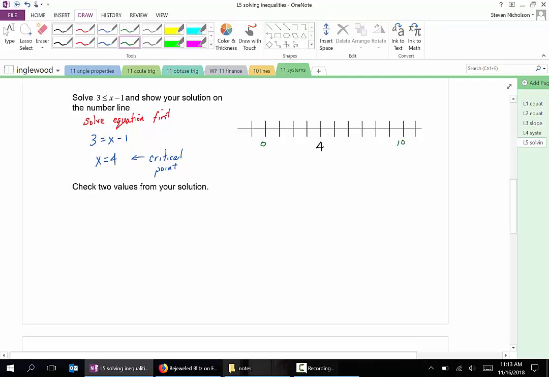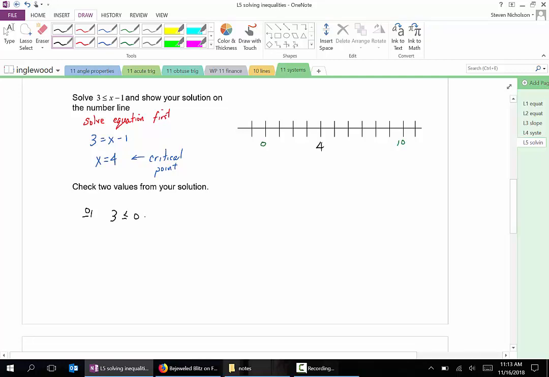So again, what's going to happen is the truth is going to be on the right-hand side of 4 or the left-hand side of 4. And if we check this value, it can only be on one side. The truth is only on one side of 4. So when I choose the number 0, so here's my 0, what I'm simply going to do is plug that number back into the inequality, and I'm going to see if it's true. Does it work?